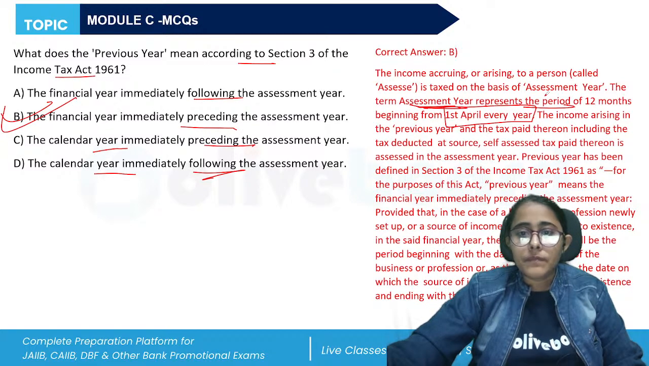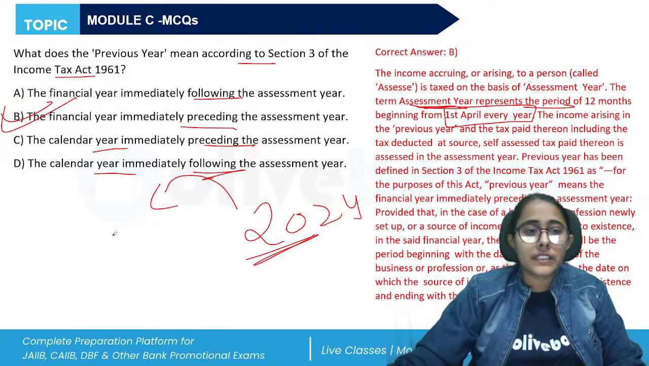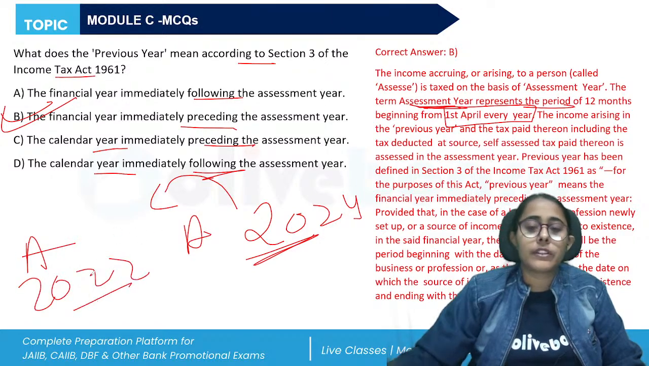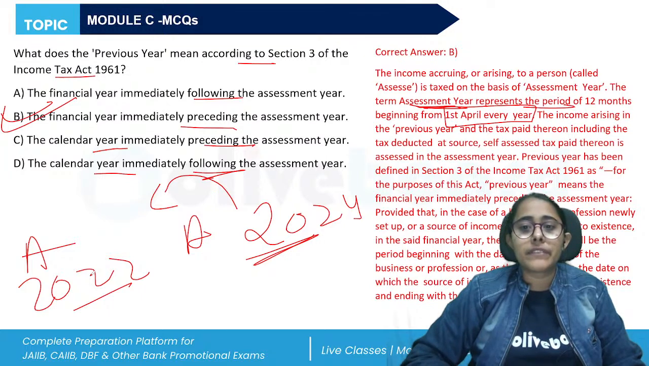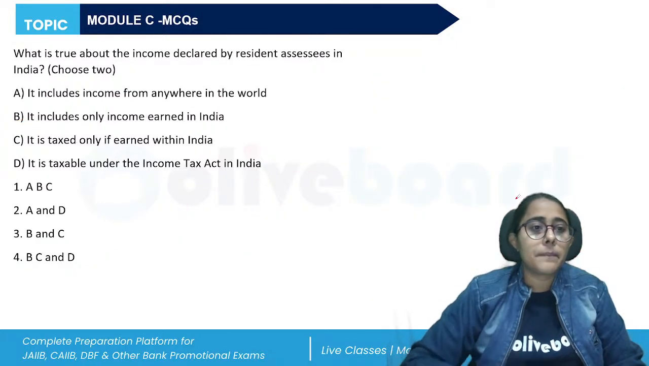Alright, so if the assessment year is 2024, then we will call the previous year from April to April, 2023 to 2024. Like this, we will term the previous year. All right. So it means the financial year immediately preceding the assessment year. Okay, so the correct answer is B.